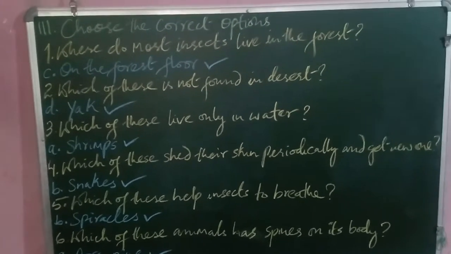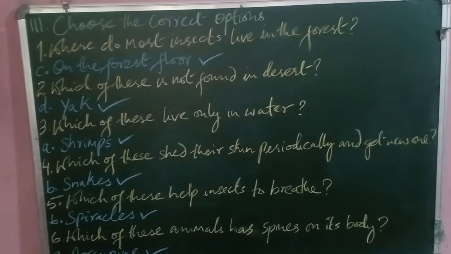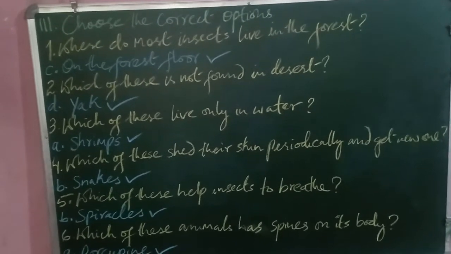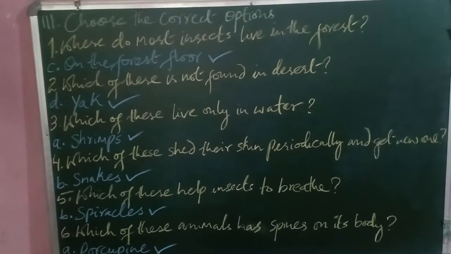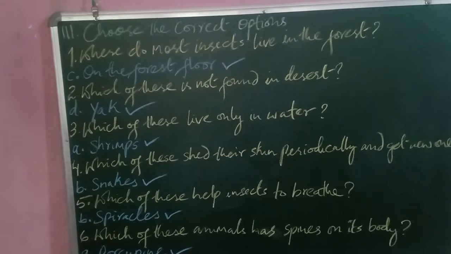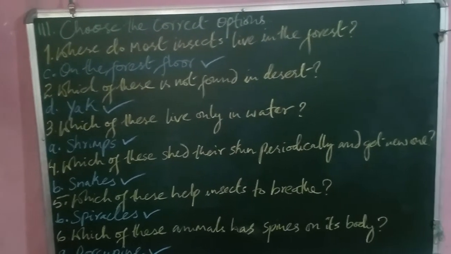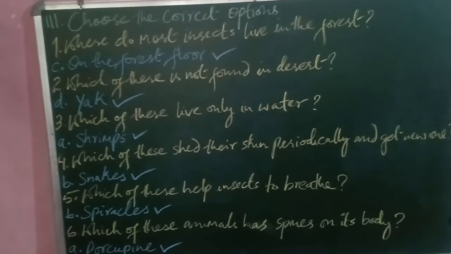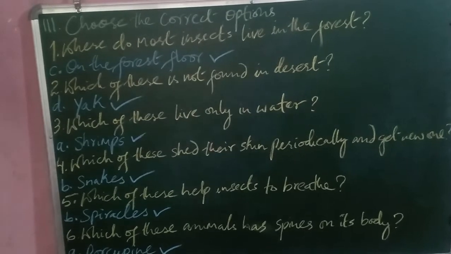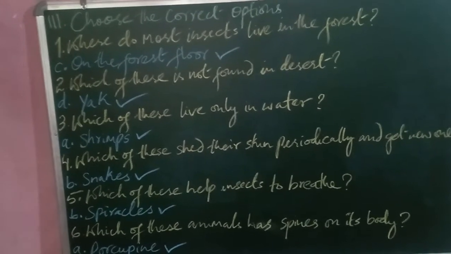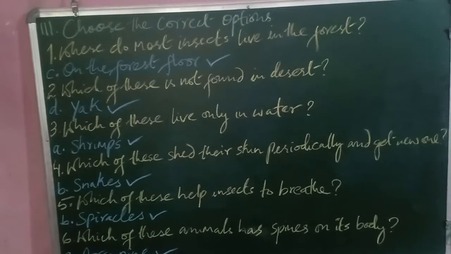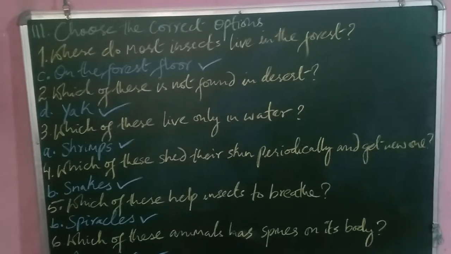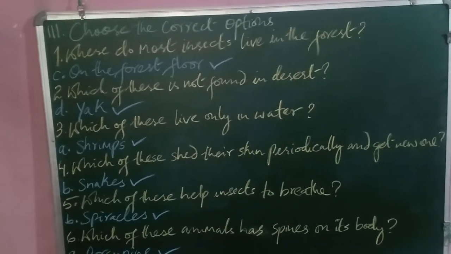Question number 3, which of these live only in water? And we have options like shrimps, frogs, salamander, and crocodiles. So option A, shrimps, is the correct option. Then we have question 4, which of these shed their skin periodically and get a new one? And we have options like crocodiles and lizards, snakes, snail and tortoise, and alligators. So the correct option is option B, snakes.